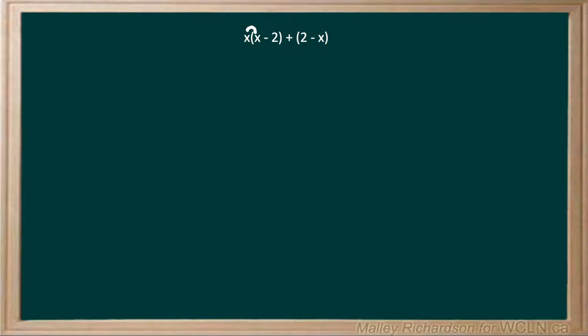We're going to have to multiply this x by everything inside the brackets. So x times x is x squared, and then x times negative 2 is negative 2x. And then because we're just adding on this next set of brackets, we can get rid of the brackets around this 2 minus x, and we're just left with positive 2 minus x.